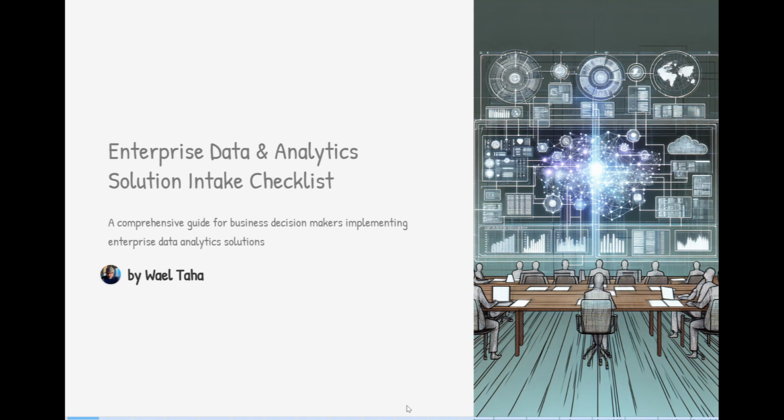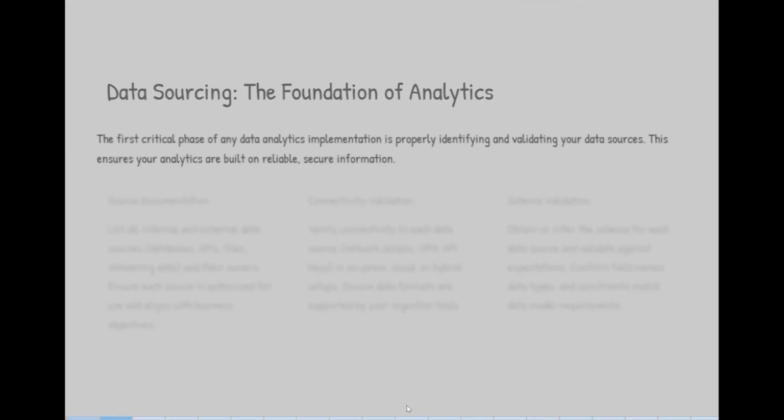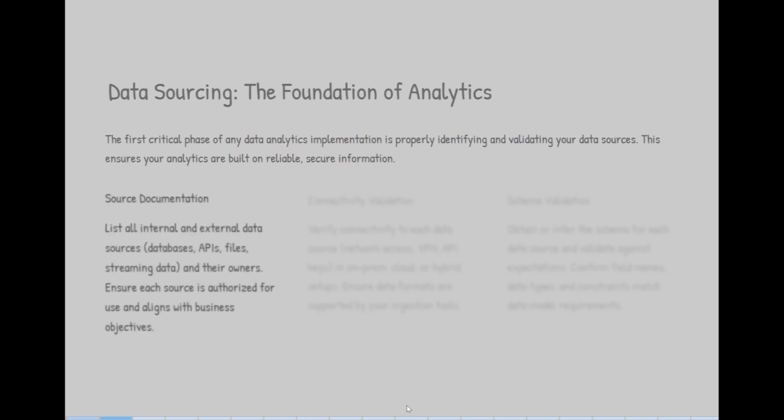Okay, great. Let's dive in then, starting right at the beginning. Data sourcing. Getting the data in the first place. Step 1. The checklist kicks off by saying you absolutely have to identify and, crucially, document every single data source. Internal ones, external ones. Databases, APIs. Right. APIs, those messengers between systems, files, even streaming data coming in constantly.